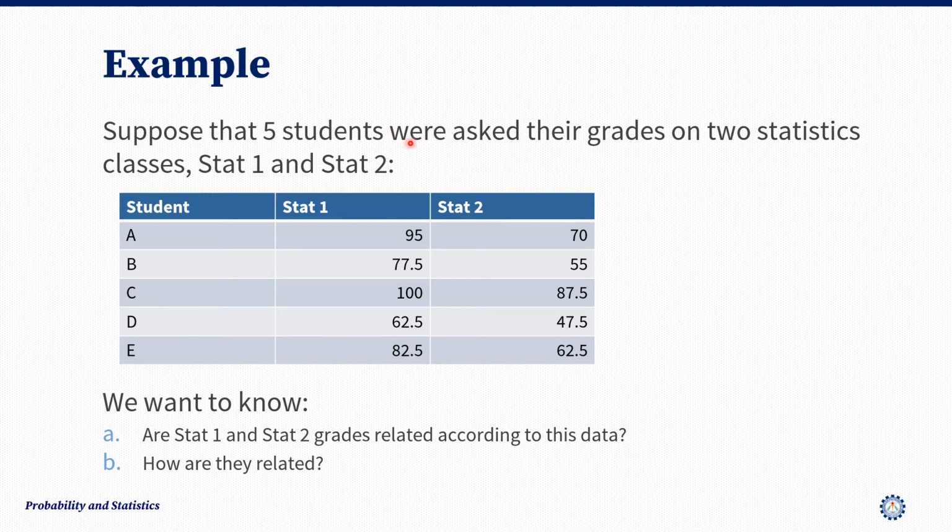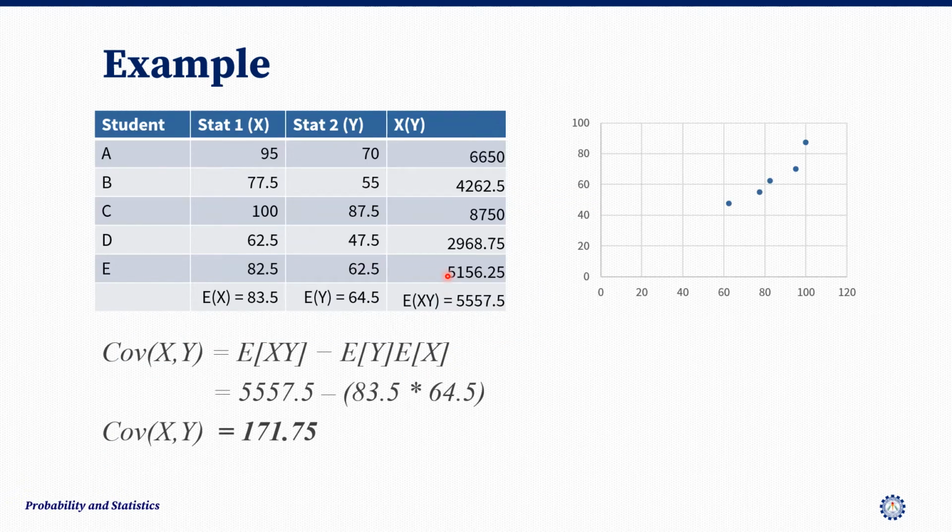Suppose that we have 5 students and we asked their grades in 2 statistics classes, Stat 1 and Stat 2. Here we have students A, B, C, D, and E. Their grade in Stat 1 is listed here and their grade in Stat 2 is also listed here. What we want to know is whether the Stat 1 and Stat 2 grades are related according to this data, and how they are related. So here we will find the covariance of our given data.